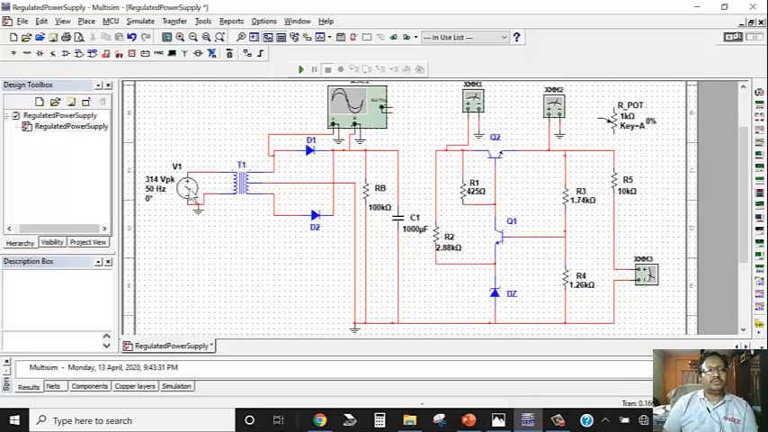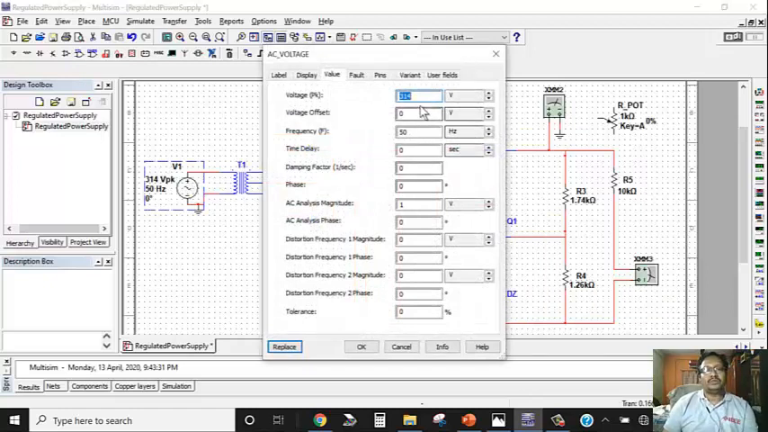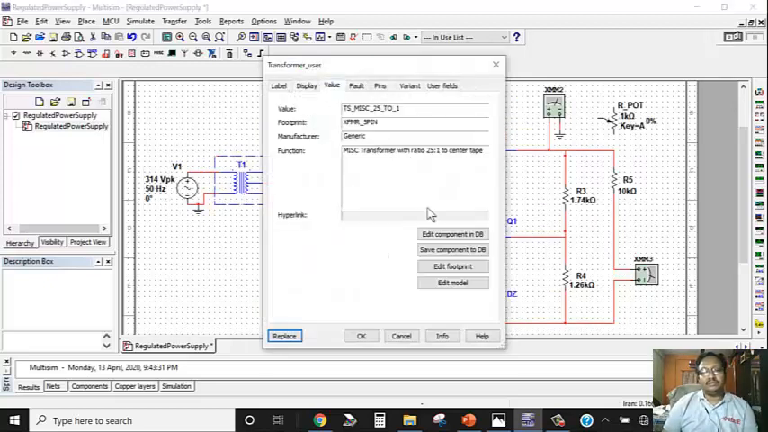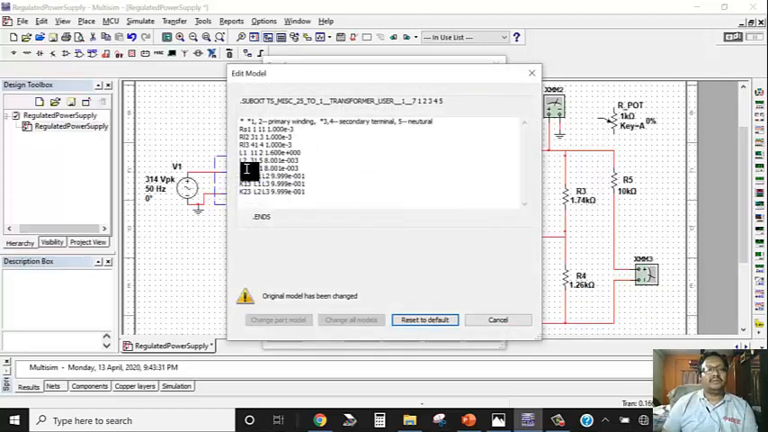We have to use one voltage source here. The peak to peak value of the voltage source has been set 314. Basically, this will provide 220 volt RMS. A transformer has been used. The transformer can be modeled. You can edit the transformer just by changing the value of L1, L2 and L3.